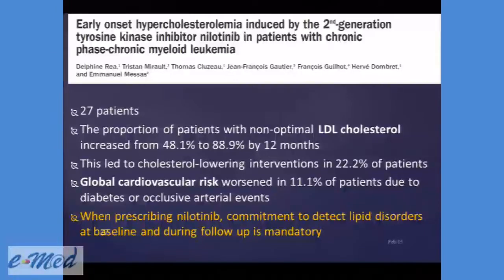In search for the contributing factors to the development of peripheral arterial occlusive disease in CML patients treated with nilotinib, the French group evaluated cholesterol levels in 27 patients treated with nilotinib. They showed that the proportion of patients with non-optimal LDL cholesterol levels increased from 48% to 98% by 12 months, leading to a cholesterol-lowering drug intervention in 22% of patients. Their conclusion was that it is mandatory to follow the lipid profile at baseline and during follow-up in patients treated with nilotinib.